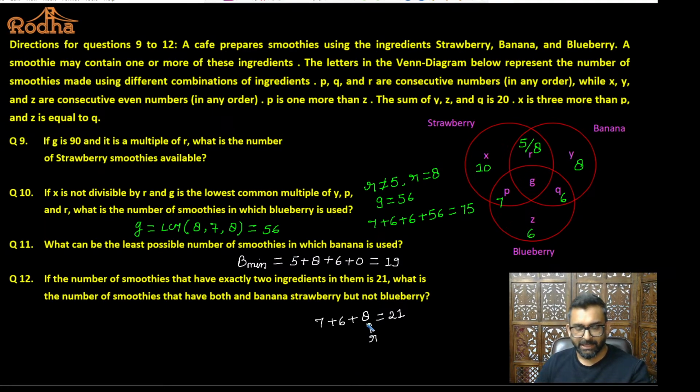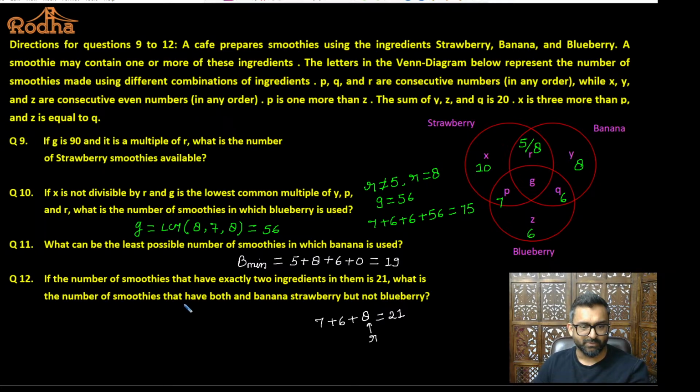Yes. If I do not take R, exactly 2 का मतलब क्या होता है? R, P and Q. That means strawberry and banana only, banana and blueberry only, and strawberry and blueberry only. So that is R, P and Q. Summation has to be 21. 7 plus 6, 13. We have to take the other values should be 8. Okay, fine. Now, what is the question asking for?